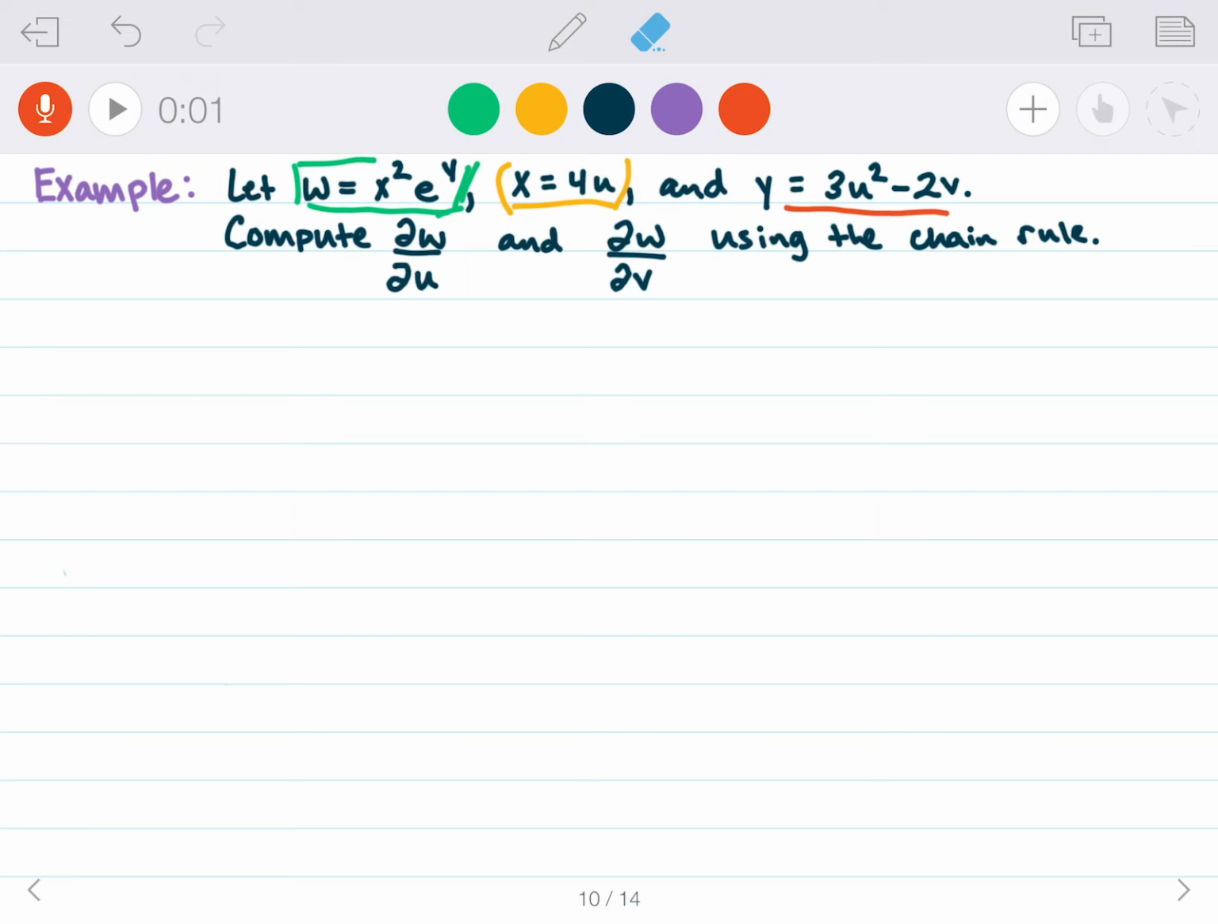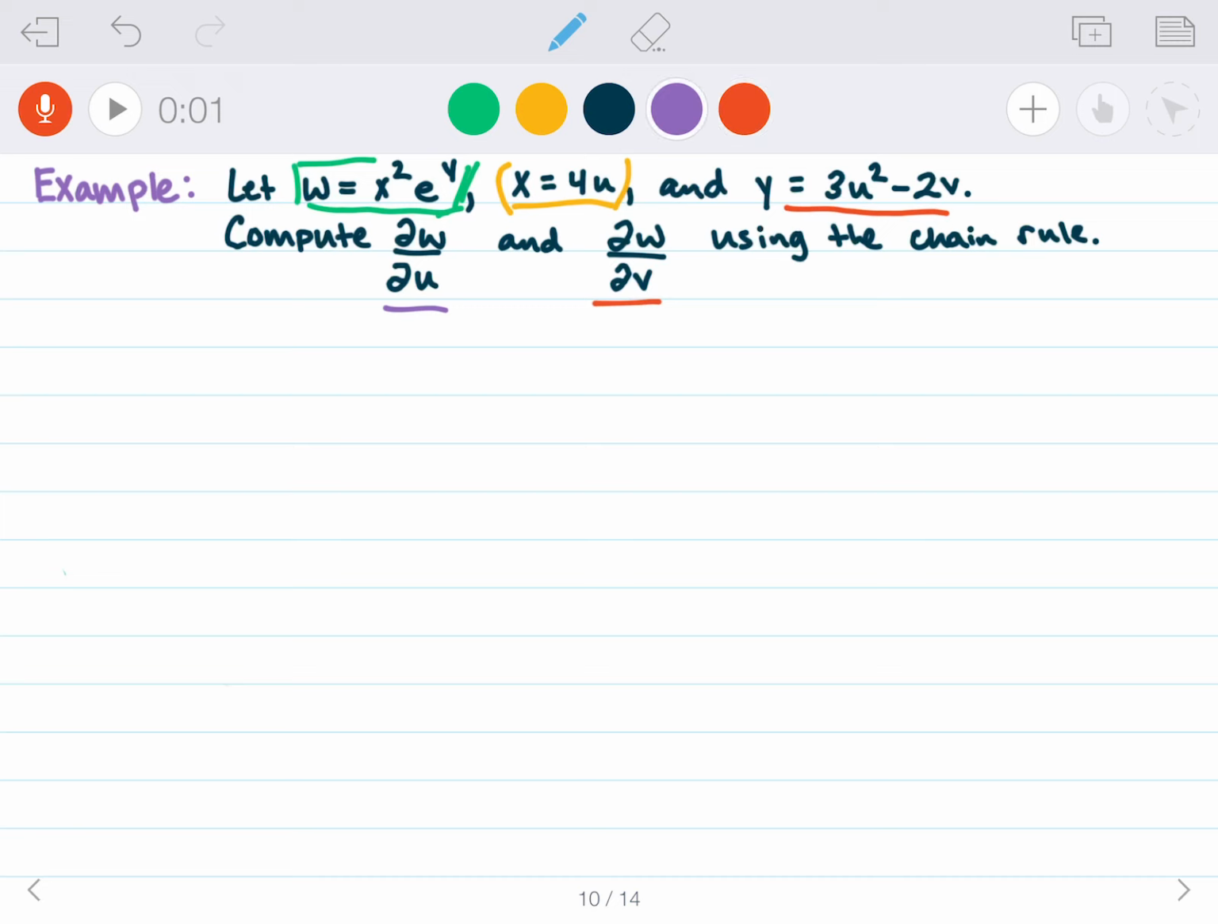Okay, so let's try this one. We have w is a function of x and y. w is x squared e to the y. x is 4u, and y is 3u squared minus 2v. So we want to compute the partial of w with respect to u, and then we want to compute the partial of w with respect to v.